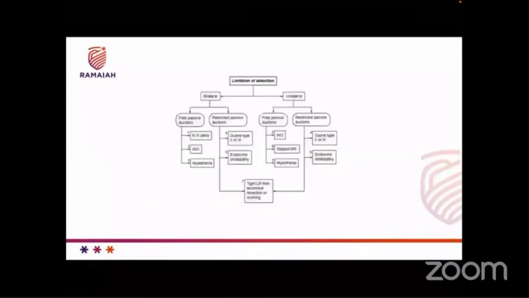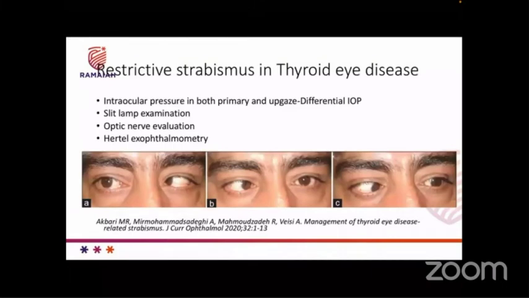The next thing, you could have a limitation of adduction. If you have restricted passive adduction, it could be a Duane's or an endocrine orbitopathy. So what are the features in thyroid eye disease? Something very typical is differential IOP testing. IOP is different in primary and up gaze, and usually more than 6 millimeters of mercury is considered significant.